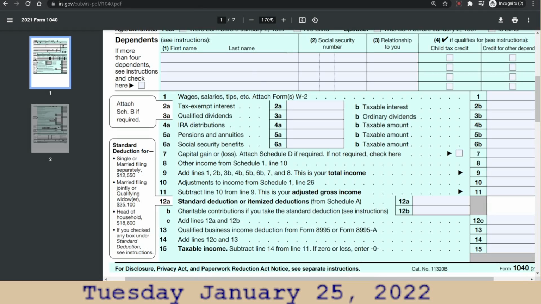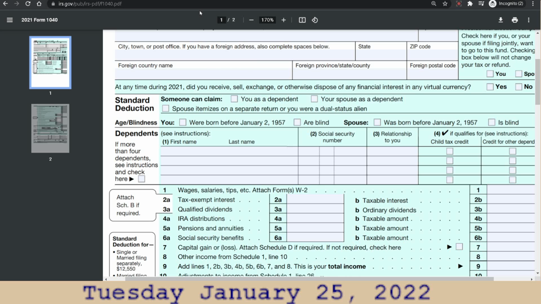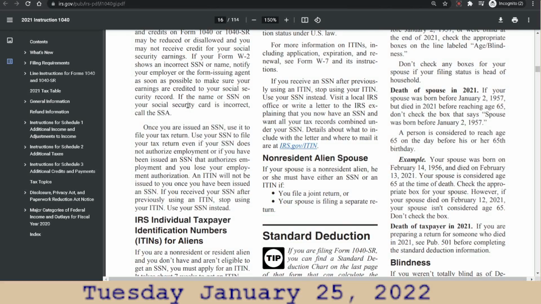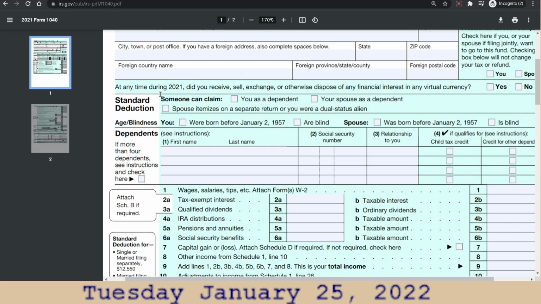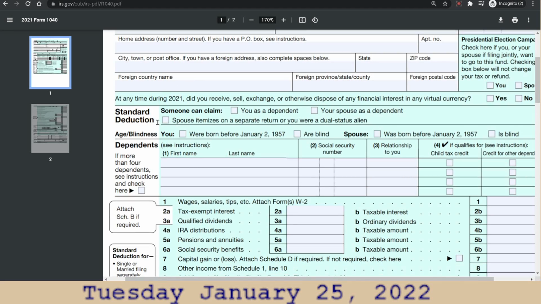Let's go down the page: the ID numbers, Social Security numbers, age, blindness, which is right up here. Social Security numbers right here, ID numbers, spouse itemized on a separate return. Okay, this we have to take a look at. That I have to look at yet. But the age and blindness is right here.